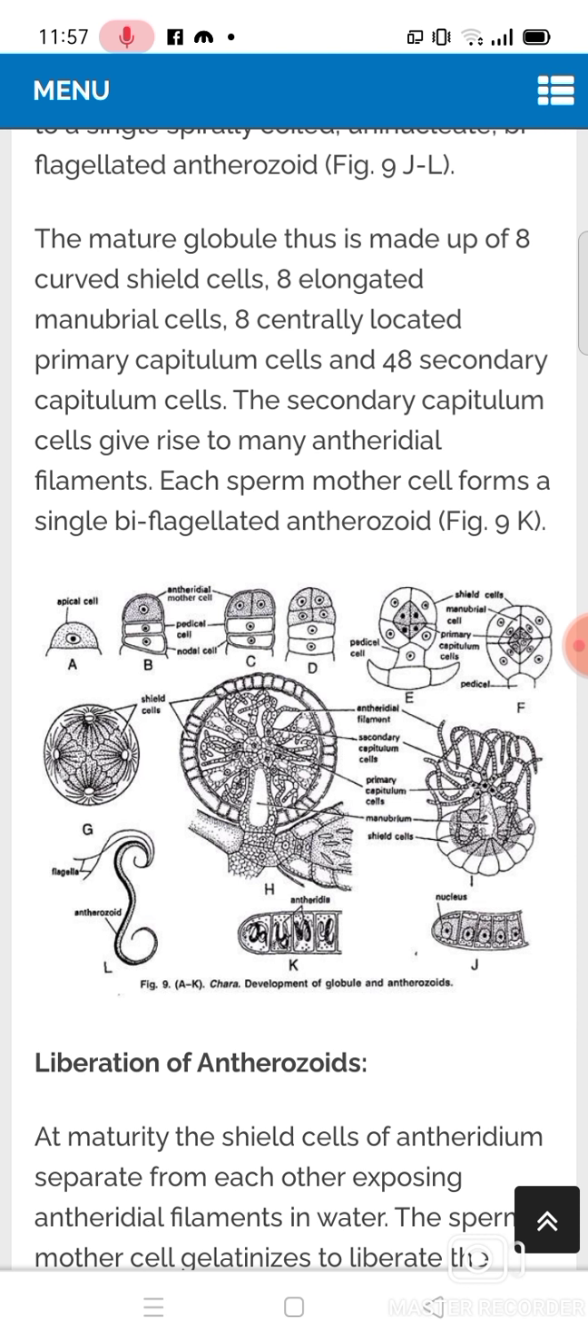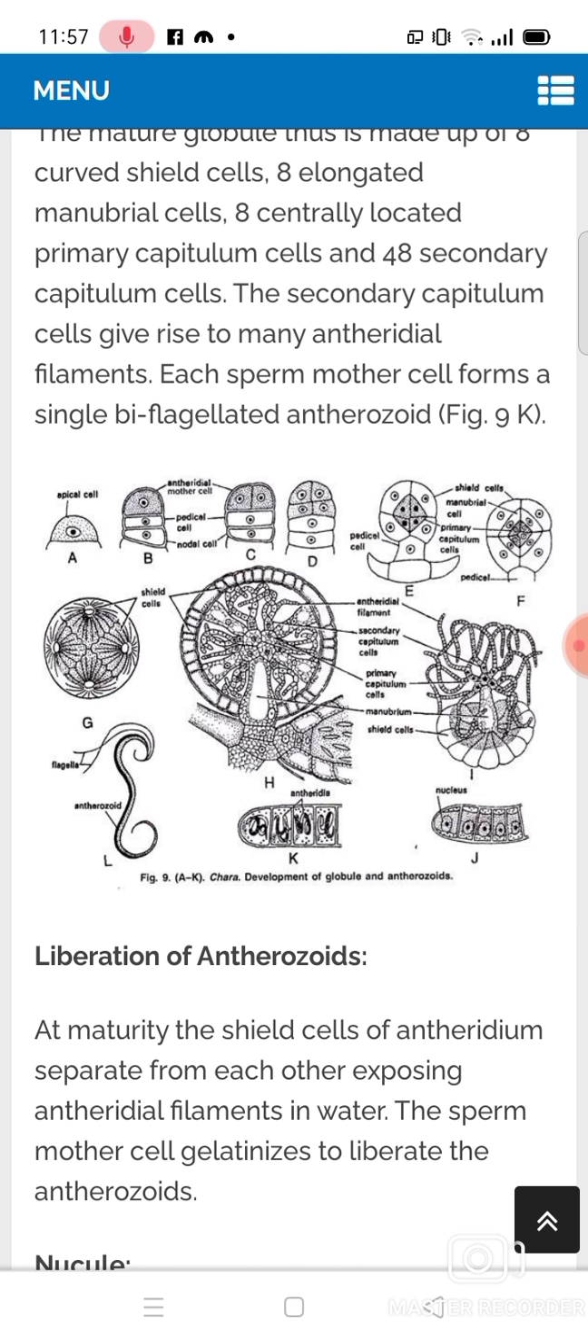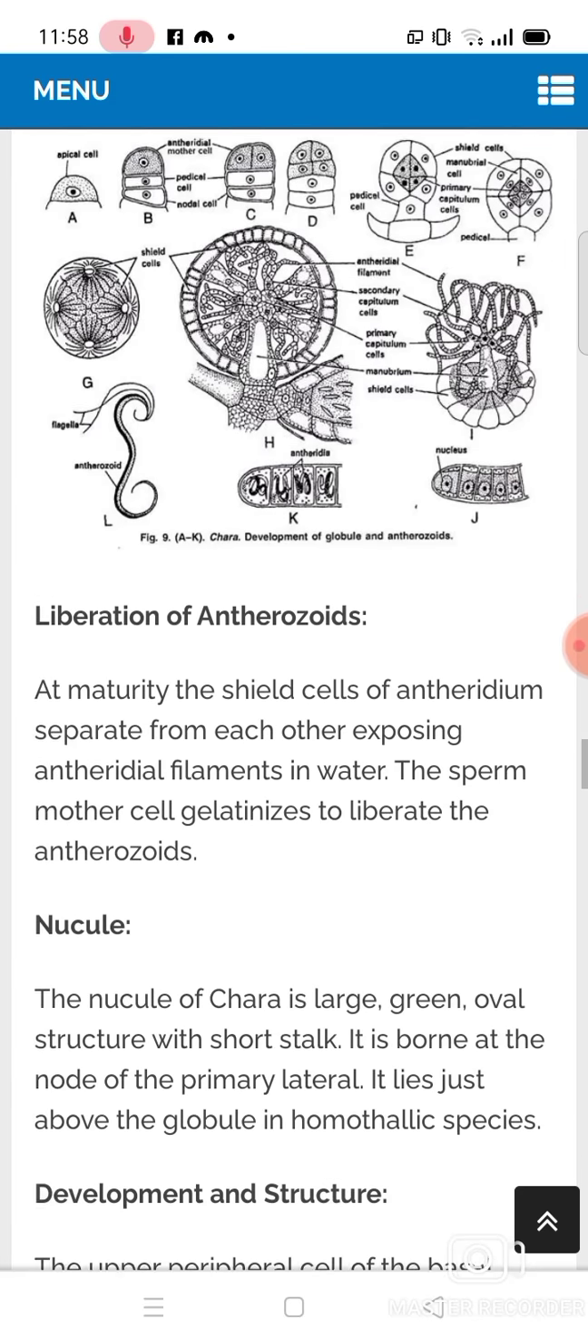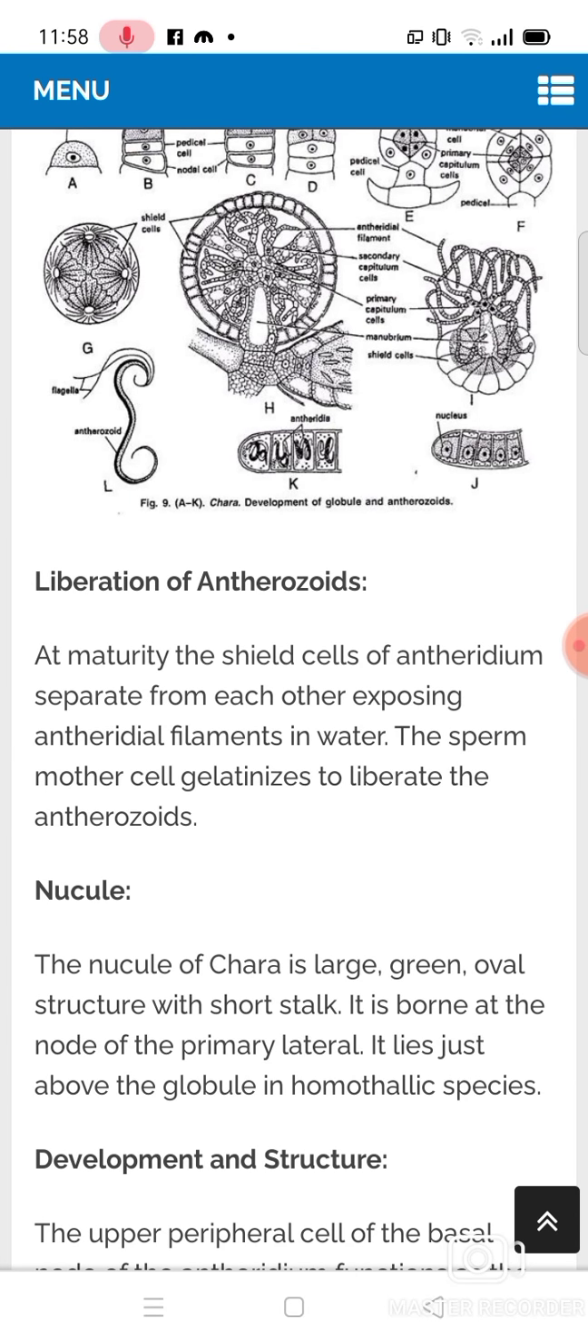The secondary capitulum cells give rise to many antheridial filaments. Each sperm mother cell forms a single biflagellated antherozoid. So this is the procedure for the development of the antheridium. The antheridium is a male reproductive structure which contains the antherozoids. Antherozoids are the sperm-like structures which take part in fertilization.